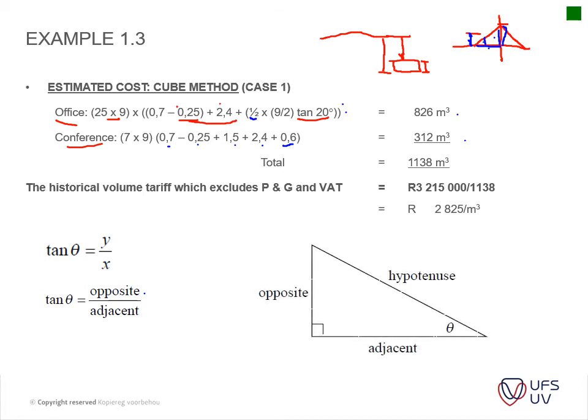Okay, so what you've got is this. You've got your angle here, and then you've got your adjacent and opposite there. So this is the one that you're looking for. You've got this distance here, which is marked on the drawing, which is your 9 meters divided by 2. So your building is 9 meters wide. You divide it by 2 to get your adjacent, and then you've got your 20 degrees here. Okay, and then you calculate your opposite on that side.